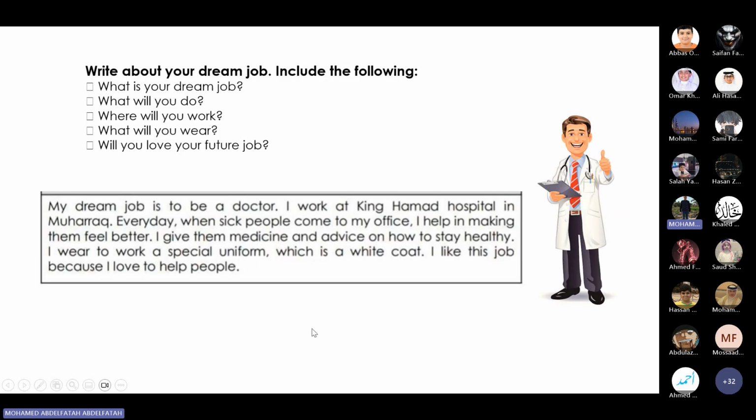Here, you will write about your dream job. In classes, I taught you how to write about your dream job, and we already had 4 dream jobs. I remember we had a model about a pilot, the police officer, the doctor, the teacher. Here I picked this for you as a model. My dream job is a doctor. Write about your dream job. You have to include the following.